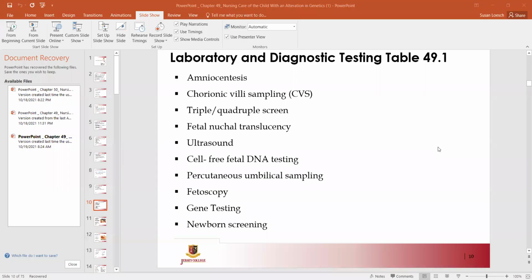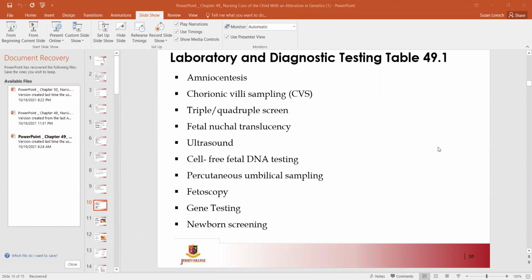Okay, ultrasound. This is a safe, non-invasive look at the baby. We use a transducer on the mom's abdomen, and we listen and look at the sound waves directed at the fetus. The sound waves are reflected back through the tissue and recorded on a screen.